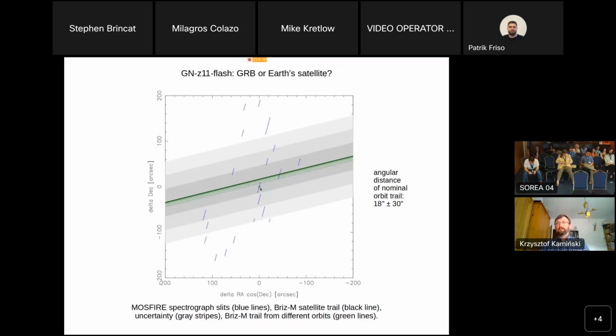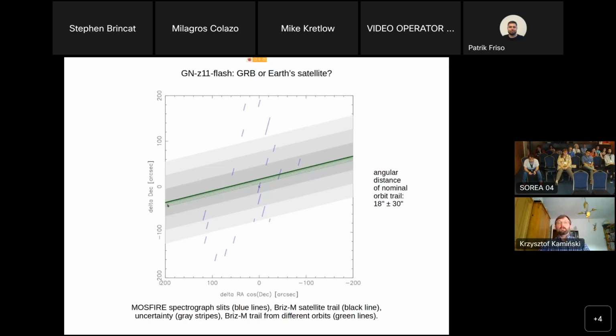The flash occurred in the center of this image, where X is plotted, and the nominal orbit of the satellite was slightly above. So it was not even crossing the central slit of the spectrograph, because those blue lines are where the slits were positioned. But the uncertainty of that orbit was quite large, actually. So within 1 sigma, it's perfectly possible that the satellite might have been crossing this slit, especially as it was not observed on other spectra during this exposure.